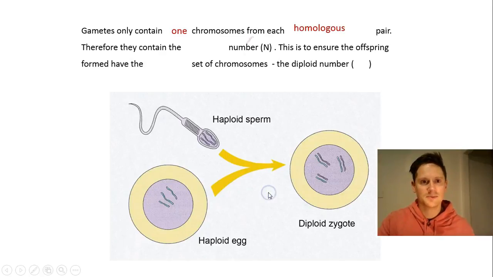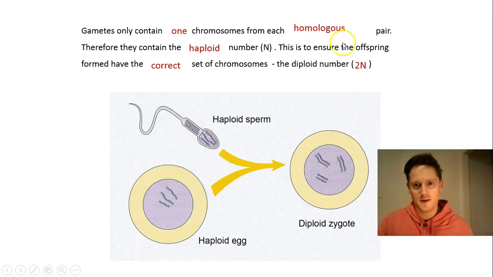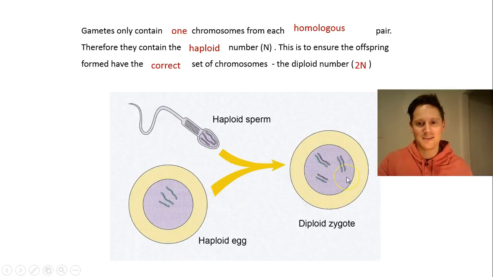Last bit for your notes. Gametes only contain one set of chromosomes from each homologous pair. Therefore, they contain the haploid number. This is to ensure offspring formed have the correct number of chromosomes, which is the diploid number. So you say 2n. So sperm and egg combine in order to create a new cell, which is called a zygote. And this is where all living things are formed, from that one cell.